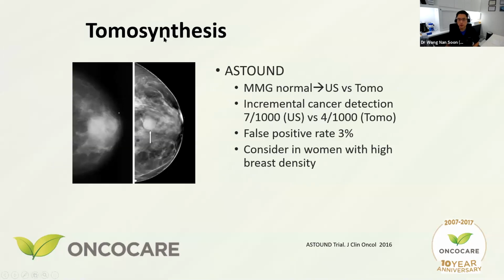Tomosynthesis is essentially taking a three-dimensional image of the breast. There have been studies to show an incremental cancer detection rate with an acceptable false positive rate. So it's something that we consider in women with high breast densities, where lesions may be harder to spot on routine mammography.